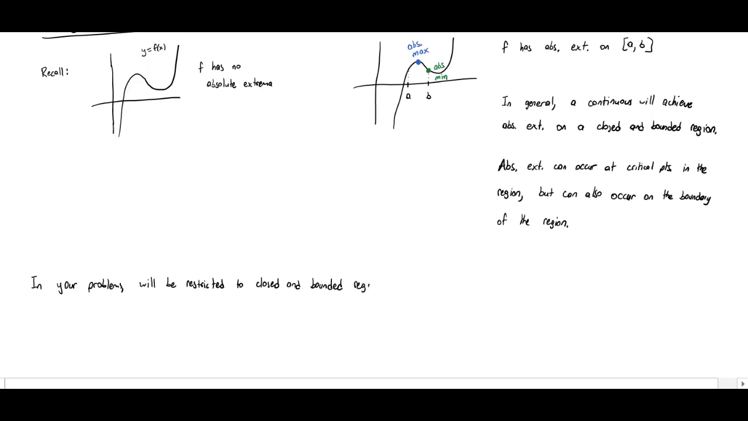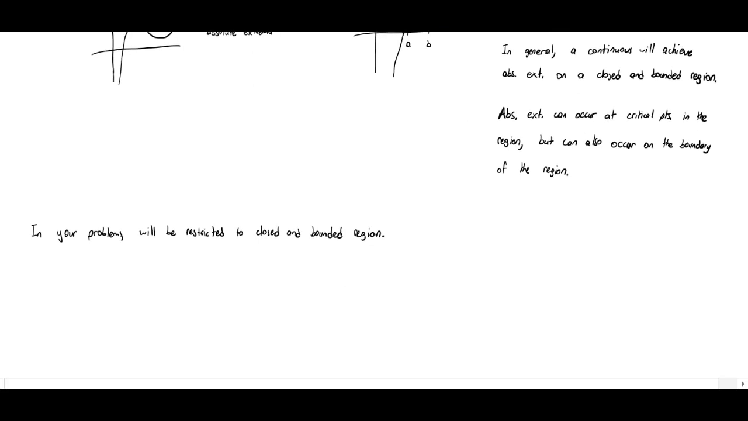So this is to ensure that the absolute extrema exists, okay? And then there will be roughly 2 parts to your problem. First part is you'll need to find the critical points inside the region. So again, the critical points are just where your first order partial derivatives are equal to 0.